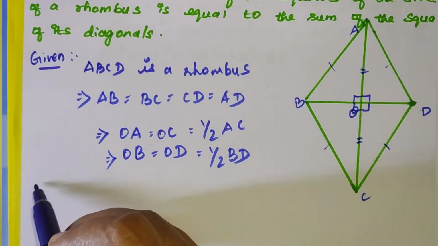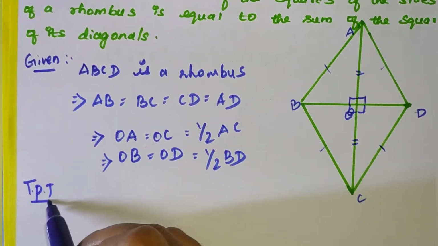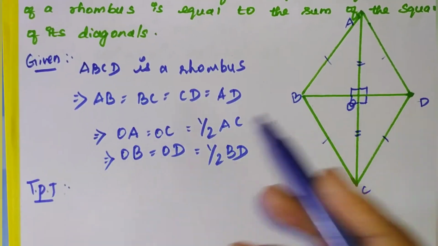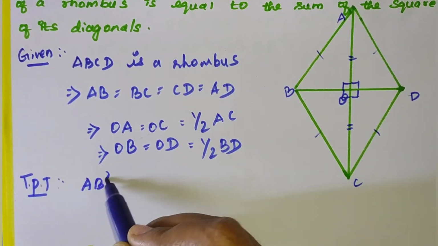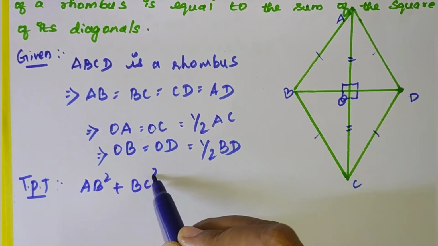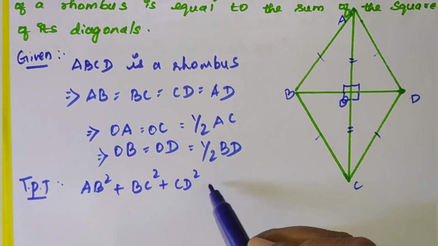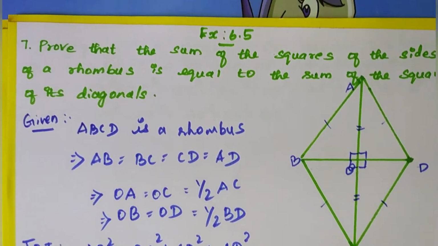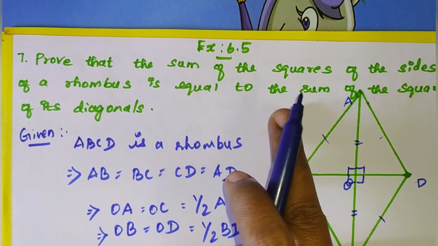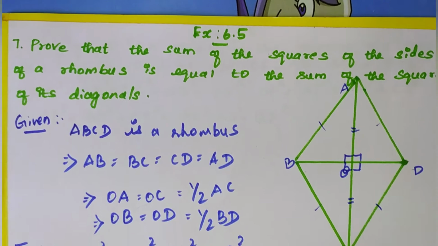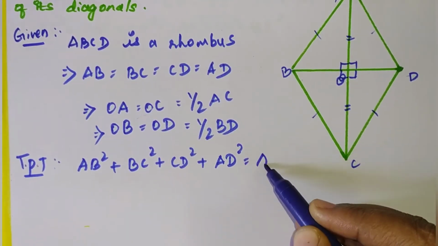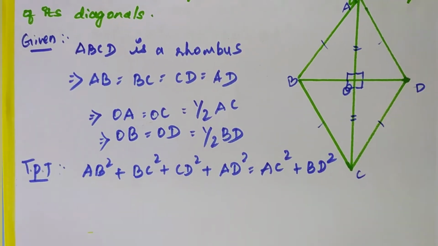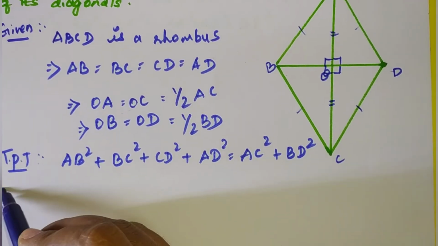Okay. Then next, what we have to prove is that the sum of the squares of the sides, AB square, BC square, CD square and AD square, the sum of the squares of the sides of the rhombus is equal to the sum of the squares of its diagonals. So what are the diagonals? AC plus BD. And now start the proof.